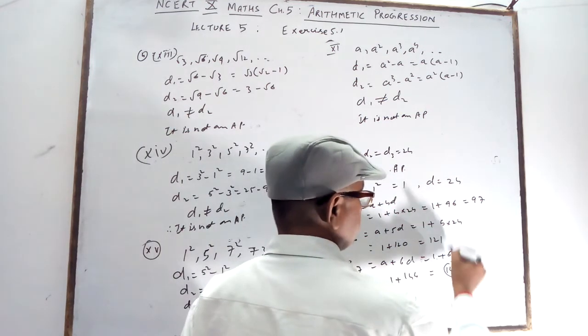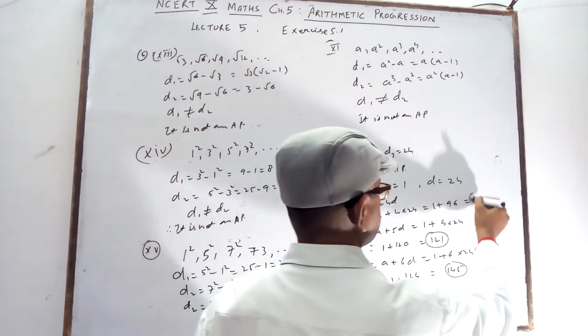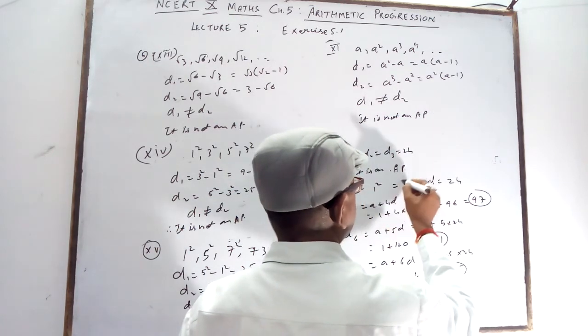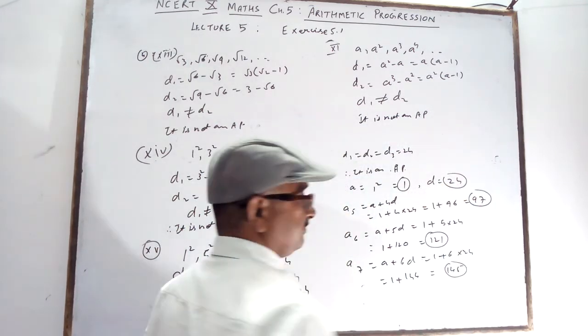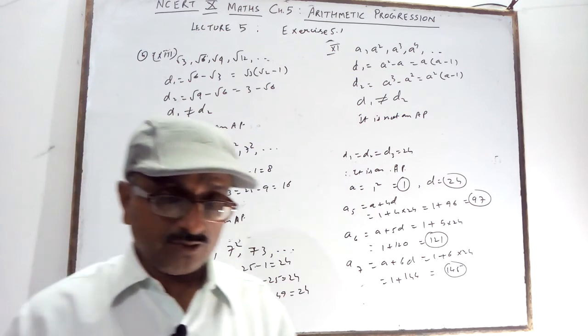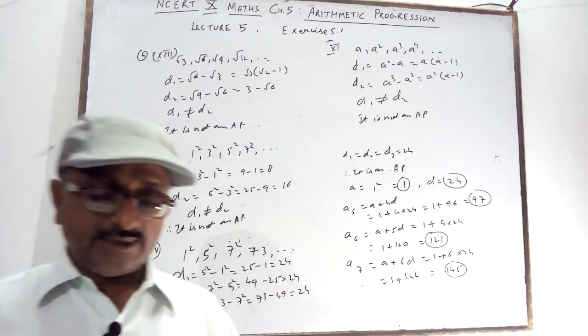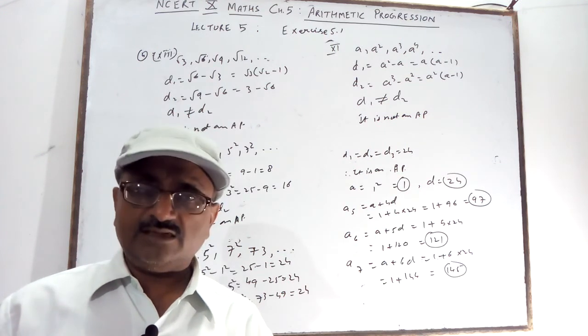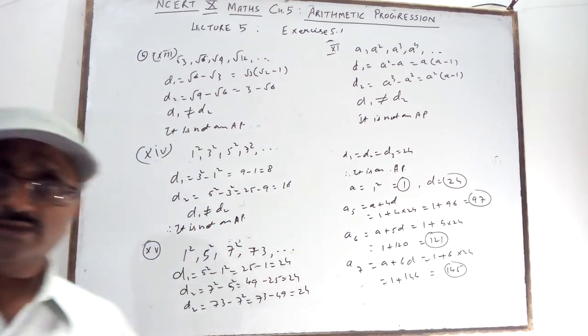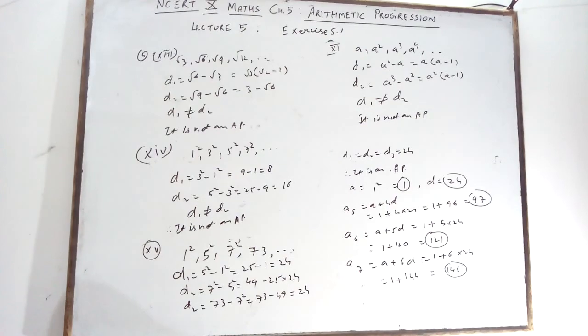So one answer is this, one answer is this, one answer is this, and these are the first terms. Like this you are getting, and this exercise is over. The rest of the part about the nth term of an AP I will tell you in the next exercise lecture.